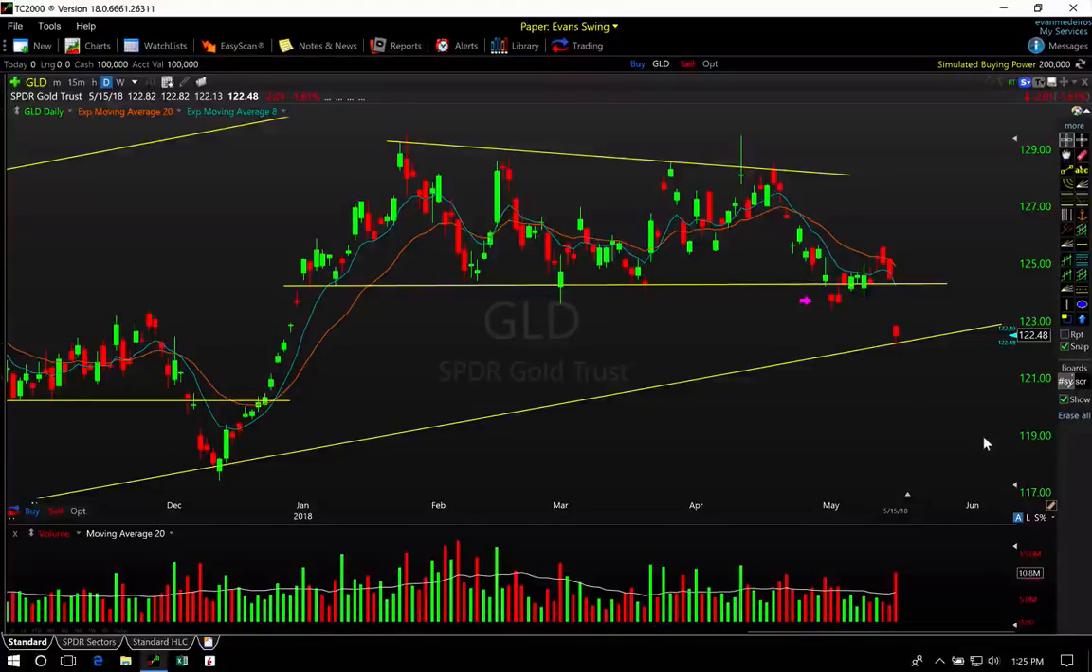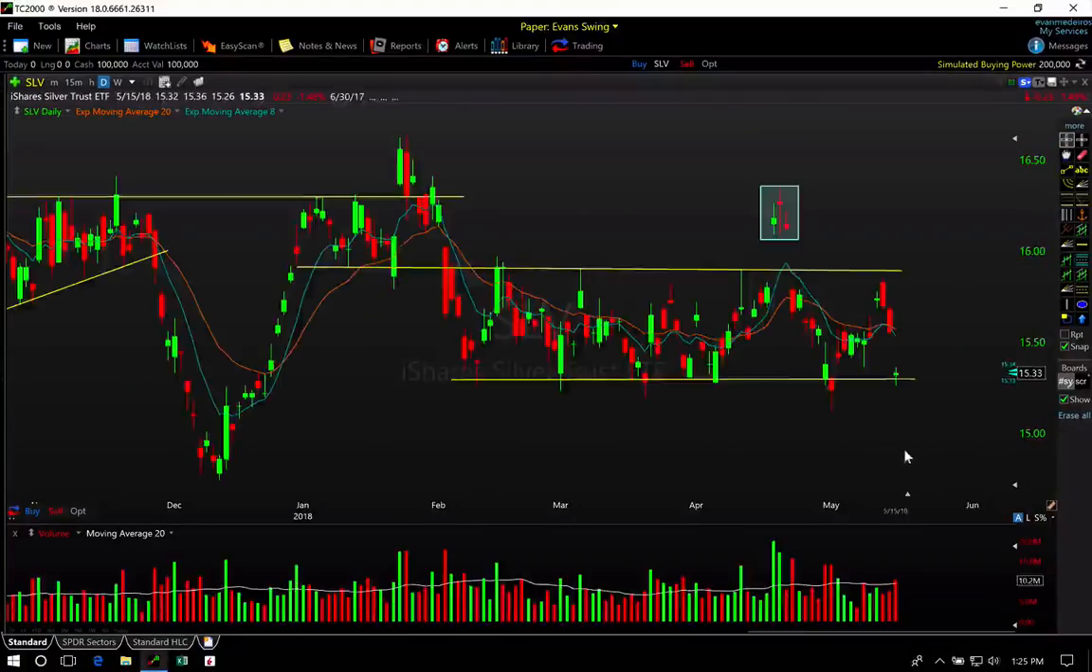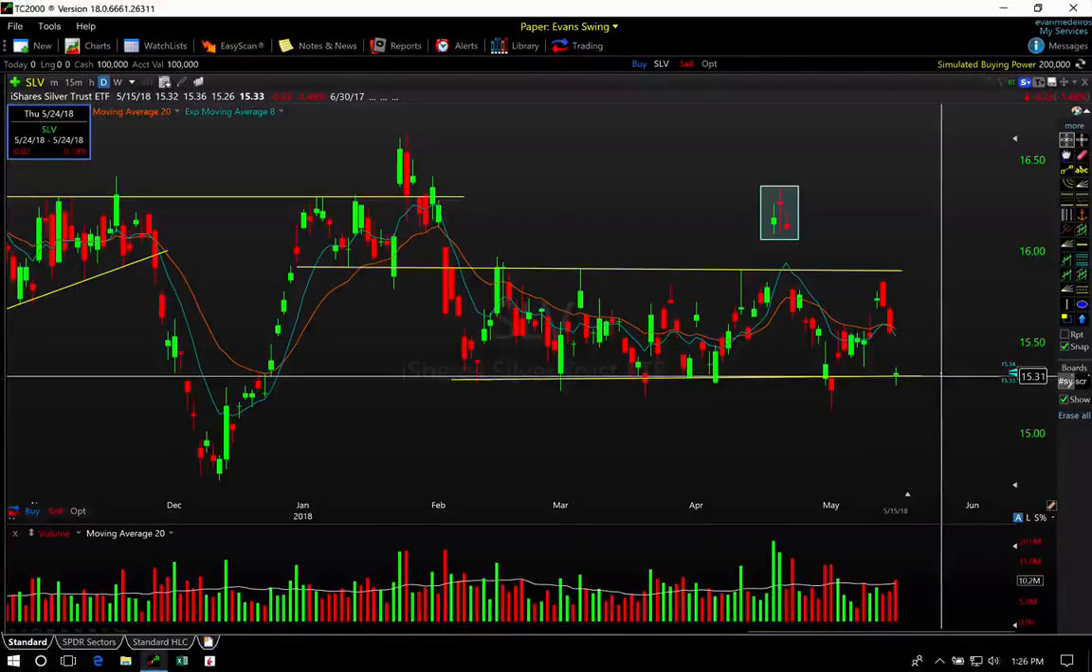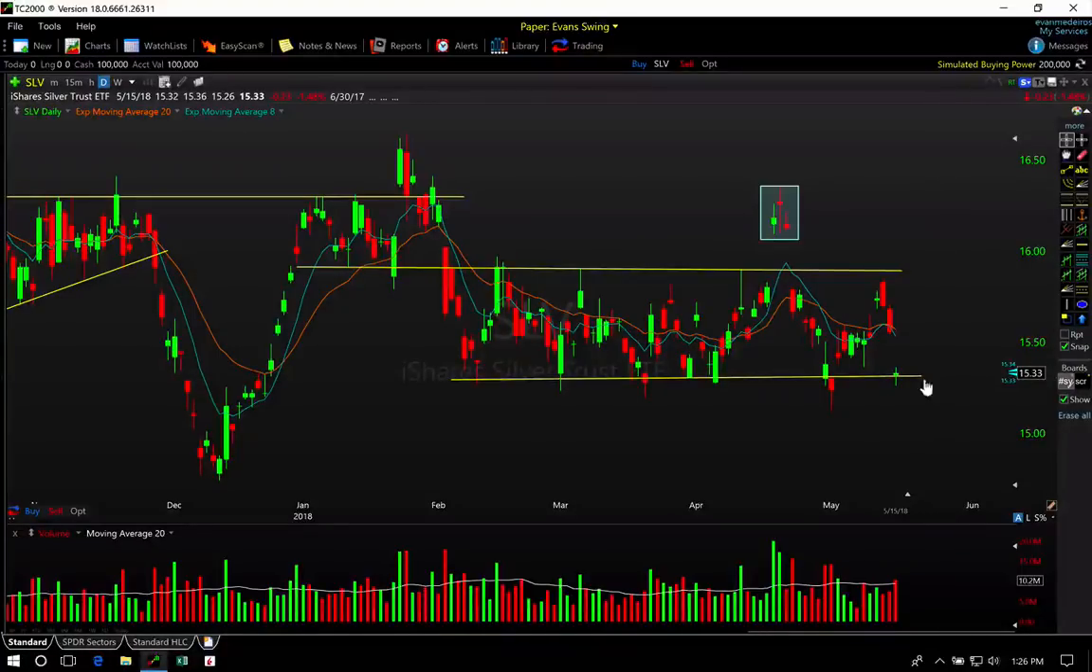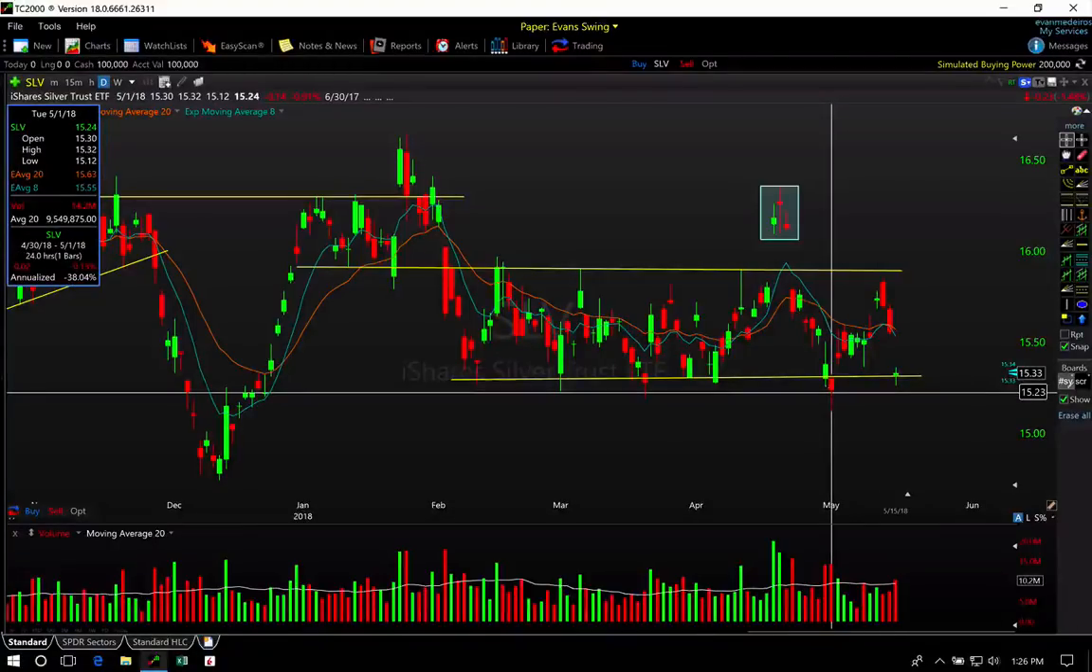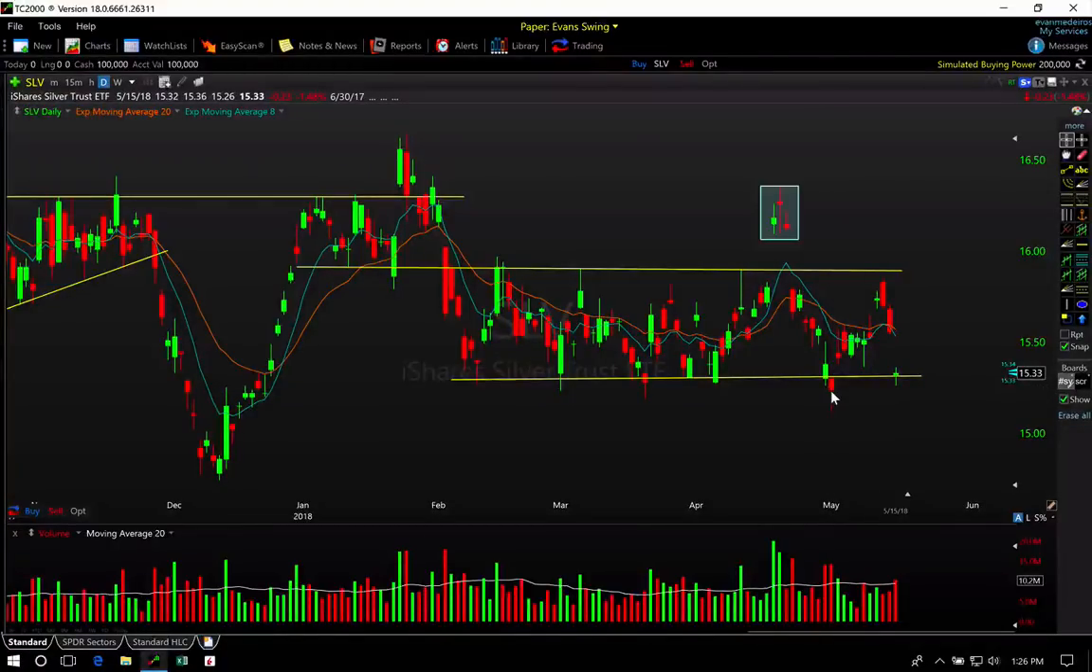So gold suffering some sizable losses there, and silver not quite as large. We actually held on to these yearly lows, testing the bottom end of this channel again, the sideways range right around 15.30, and did not take out the lows from just a few weeks ago at the very beginning of May. So a little bit of perhaps positive divergence there in silver. Again, we'll want to pay attention to see how that finishes off the week.